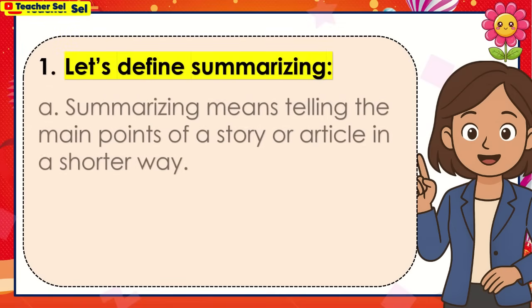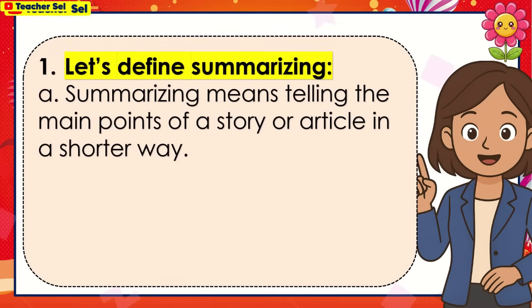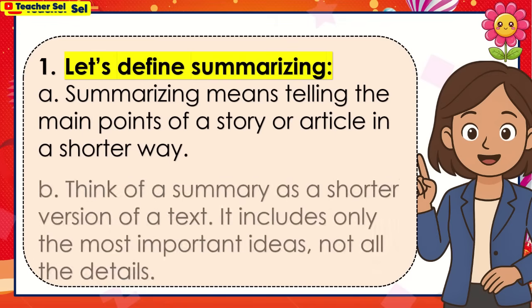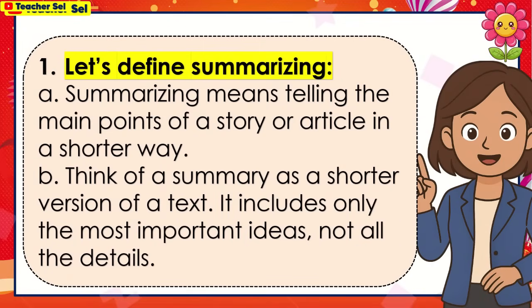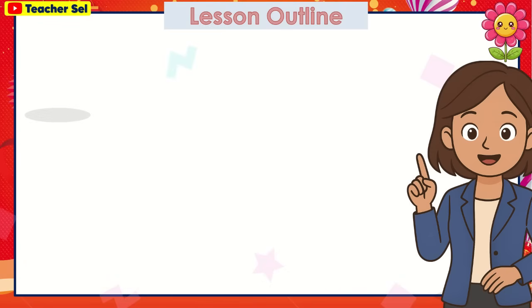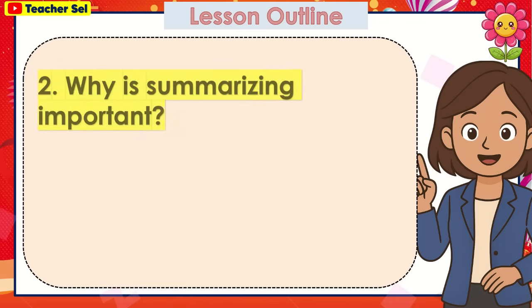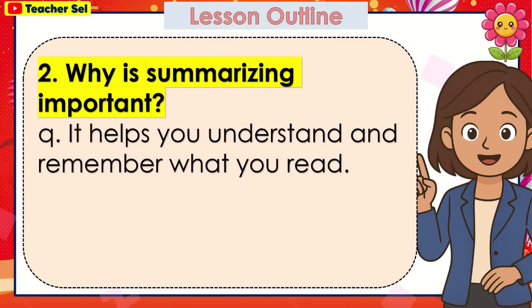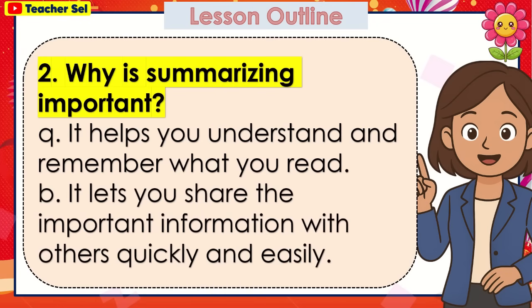Let's define summarizing. Summarizing means telling the main points of a story or article in a shorter way. Think of a summary as a shorter version of a text. It includes only the most important ideas, not all the details. For the lesson outline, why is summarizing important? It helps you understand and remember what you read. It lets you share the important information with others quickly and easily.